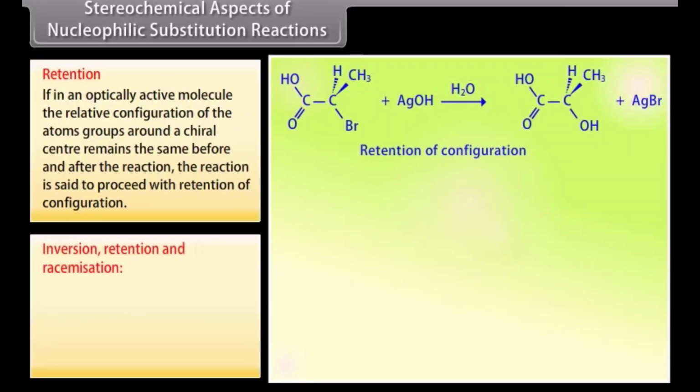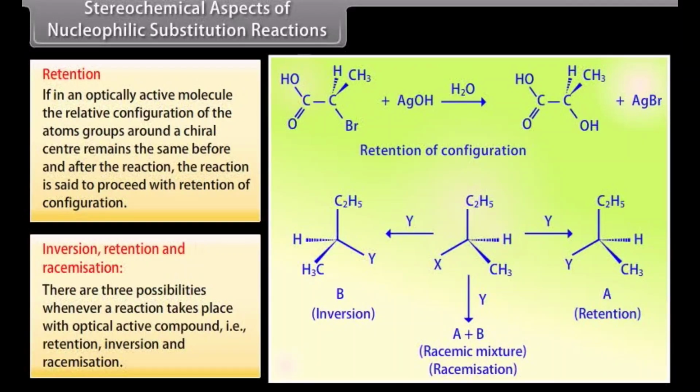Inversion, retention, and racemization. There are three possibilities whenever a reaction takes place with an optically active compound, that is, retention, inversion, and racemization.